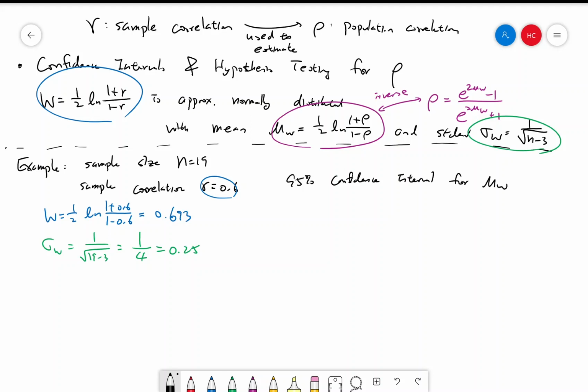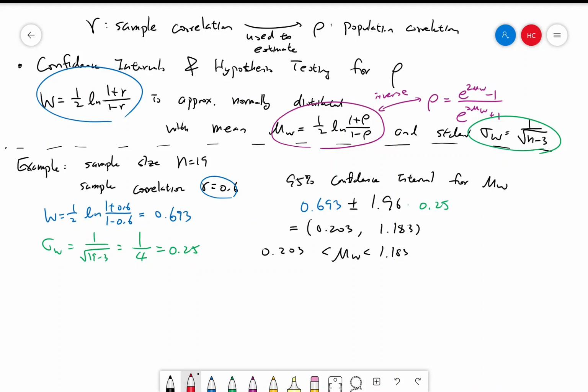Because it's normally distributed, the center of the confidence interval is 0.693, plus or minus 1.96 times 0.25. So we calculate this: the lower bound is 0.203, and the upper bound is 1.183. So the 95% confidence interval for mu W is between 0.203 and 1.183. So that's the confidence interval for mu W, but we want a confidence interval for rho instead.